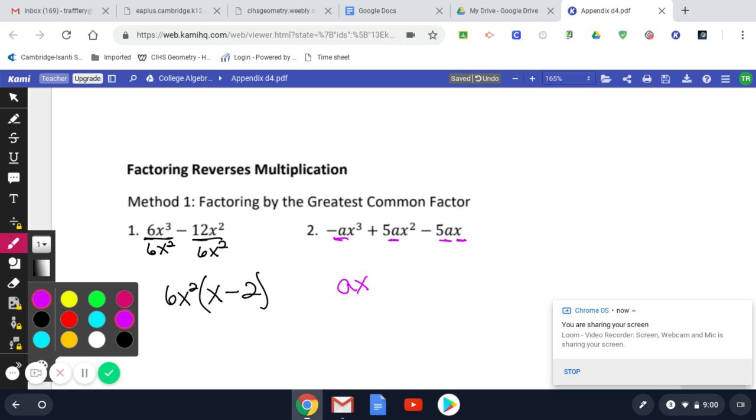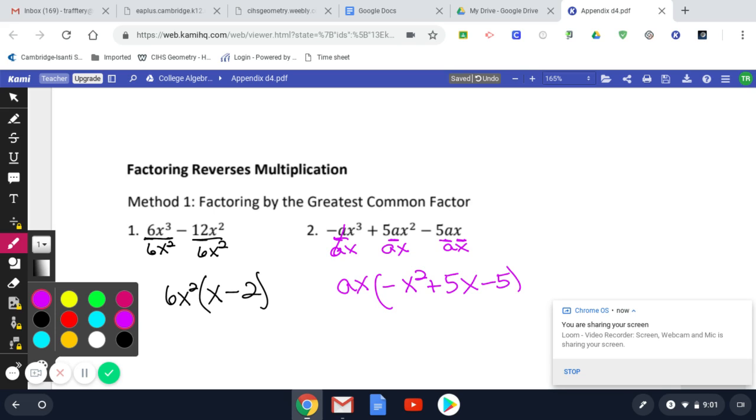So I'm going to factor out ax out of each of these. In other words, I'm going to divide the ax out of each term. Whatever I divide out goes on the outside of my parentheses, and I can see that then these cancel. So then I have negative x squared plus 5x minus 5.